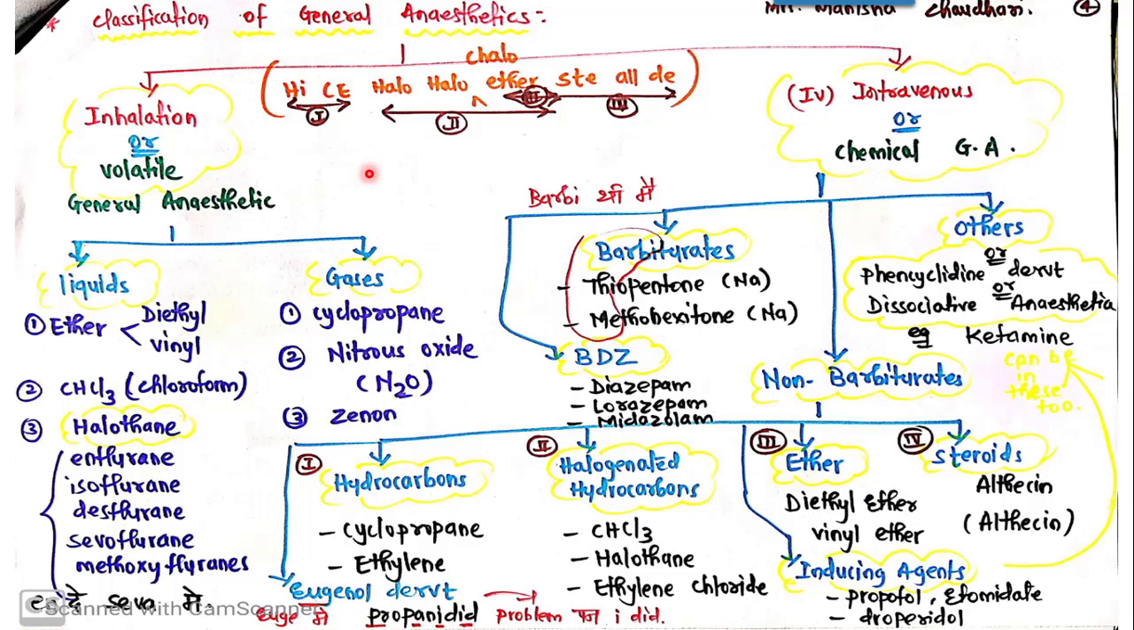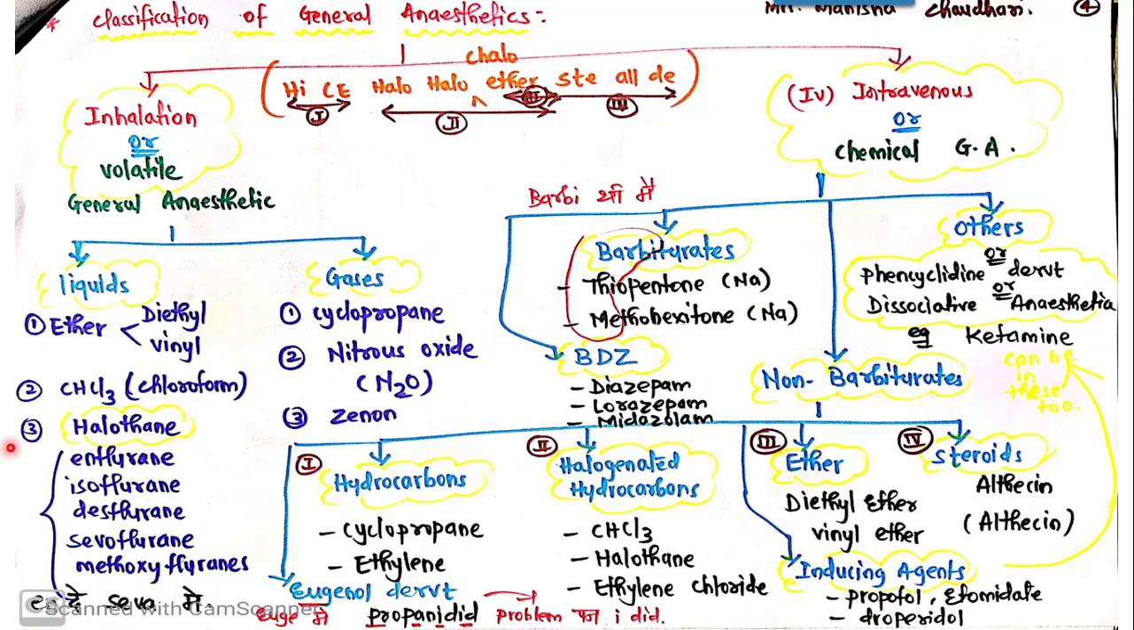Again I will repeat the questions. The questions asked are: classify general anesthetics, or chemical classification of general anesthetics. Then you are supposed to mention only these 4 subclasses and non-barbiturate subclasses. But when the question is asked as classify general anesthetics based on the route of administration, then you are supposed to write this complete classification. First is the inhalation route and other is the intravenous route. So both the routes you are supposed to mention, and the subclassification of both.